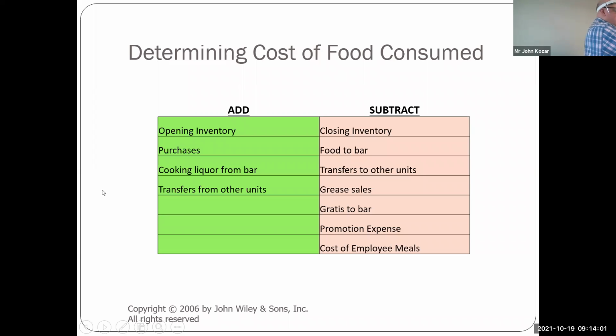For the kitchen, we transfer liquor from the bar, so that's an addition to our food cost. And then transfers from other units.